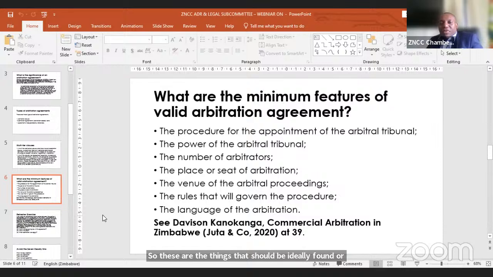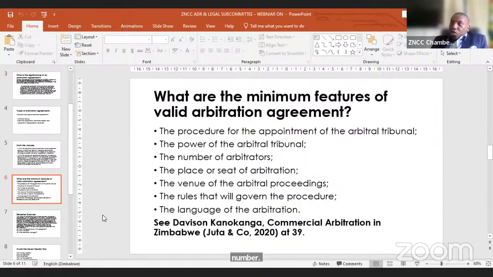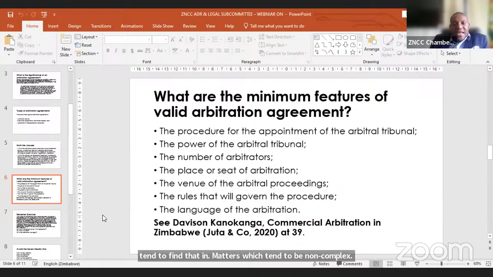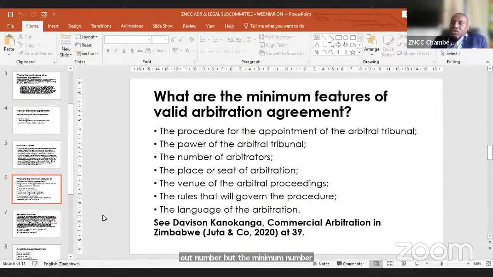The third thing that should be found is the number of arbitrators. So an arbitration agreement should ideally identify the number of persons who are going to resolve the dispute. In matters which tend to be non-complex, the number is ideally one arbitrator, whom the parties can appoint. If it is a rather complex agreement, the parties can choose to have a panel. There's no set number, but the most recommended number is at least 3. It would be odd to have an even number, because if the 2 arbitrators cannot agree, how is the deadlock to be managed? So the number of arbitrators is very important.